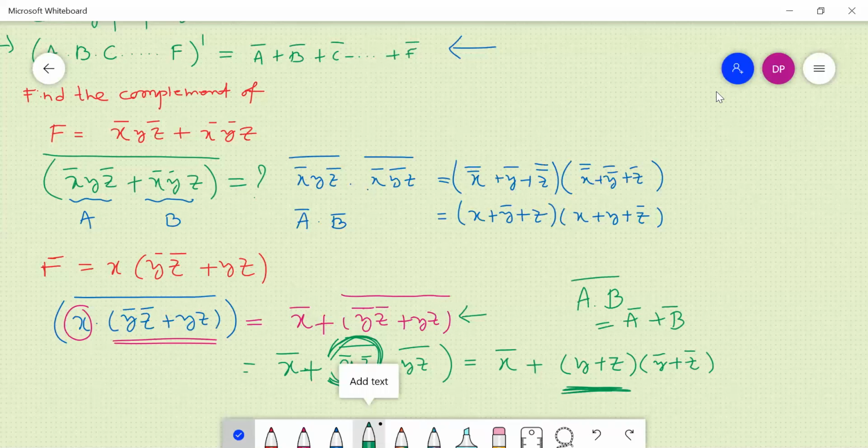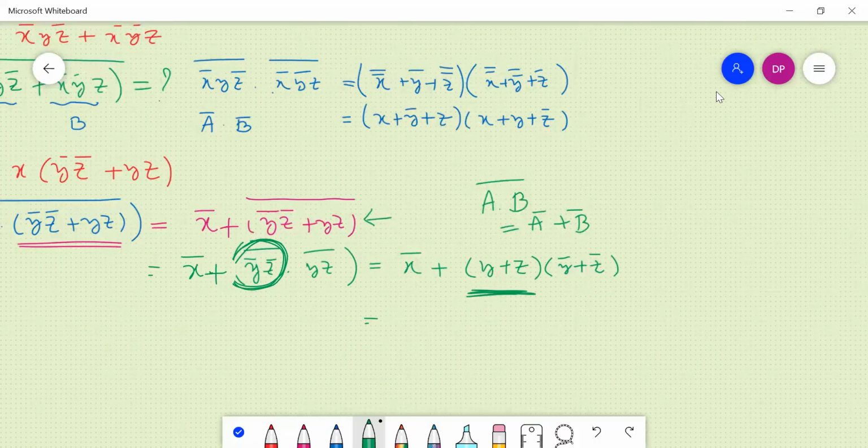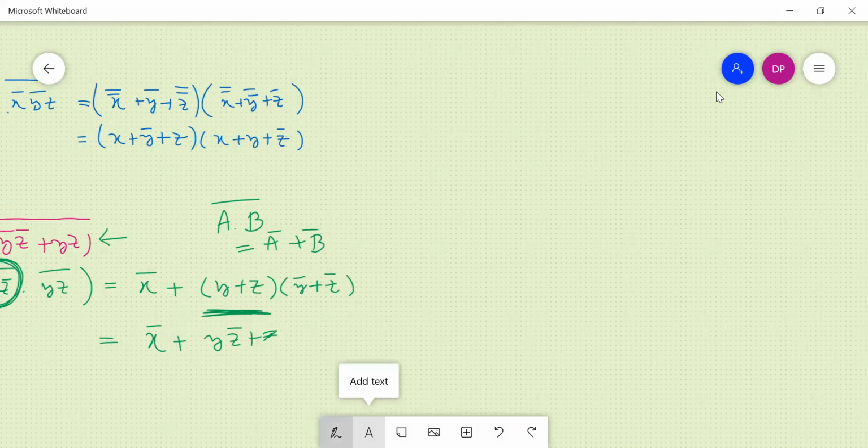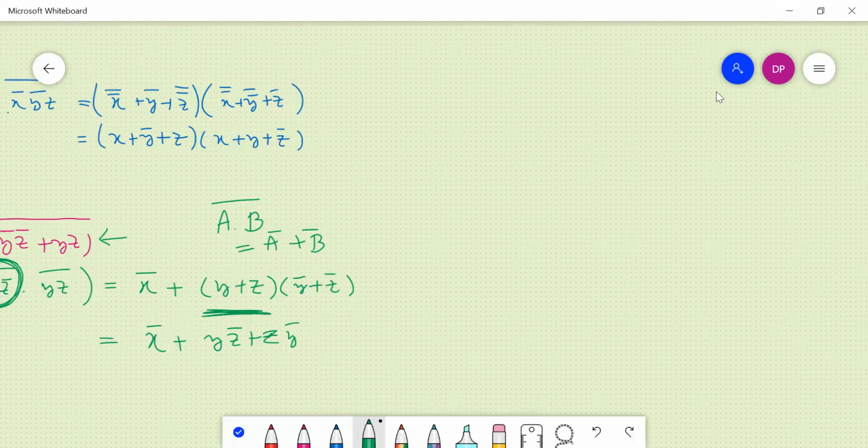Right. So if you solve this, what will you get? Y into Y bar is 0. Y into Z bar plus Z into Y bar. So this will be X bar, okay, plus Y bar into Y is 0. Y Z bar will stay. Then Z Y bar will be there. Z bar Z is 0. So this will be the answer. Okay, this is the answer.